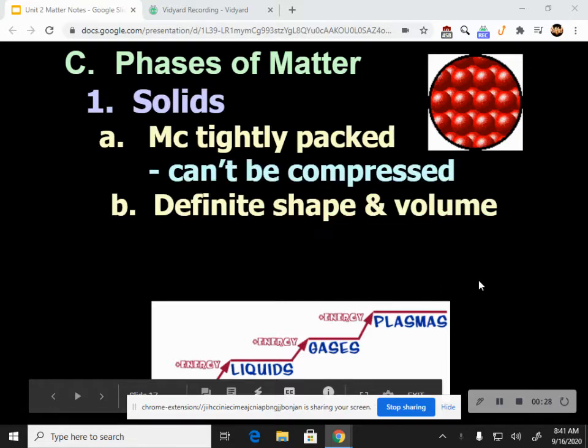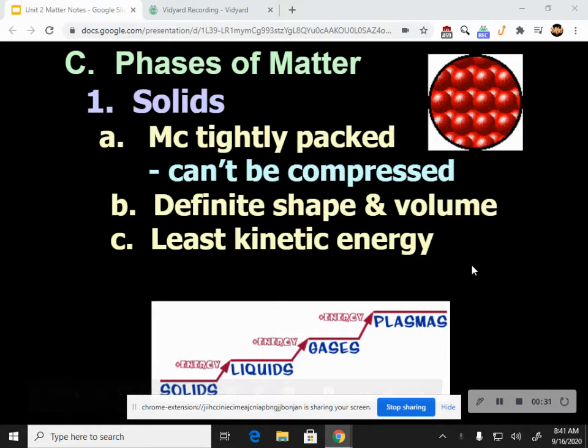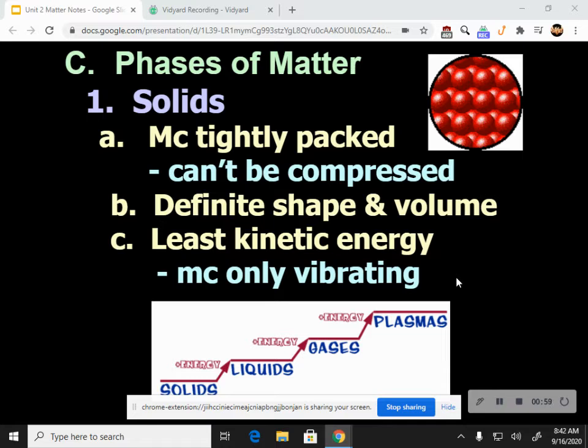So solids are tightly packed. They cannot be compressed. They are as compressed as can be. So they have a definite shape and a definite volume and have the least amount of kinetic energy out of all of the phases. So in your phase diagram, you have a lot of energy, but it is all potential energy. There is no kinetic energy really going on in the desk that you're sitting at, or the couch you're laying on if you're watching this at home. It is only vibrating against one another.